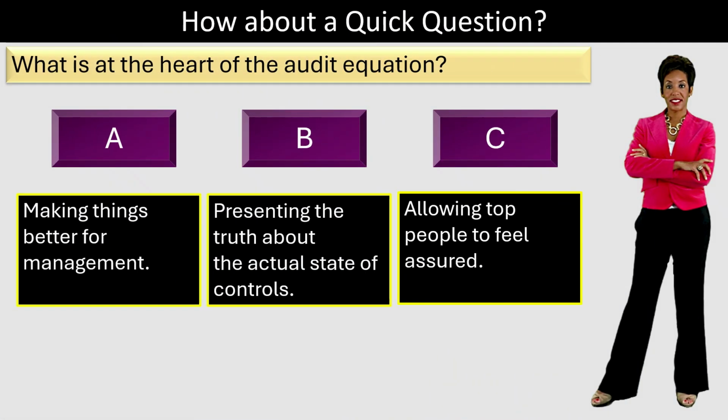We need to think about what we see as the heart of the audit concept by looking at what we've called the audit equation. But first, let me ask you a question. What do you think is at the philosophical heart of the audit concept? Choose from our three options: making things better for management, presenting the truth about the actual state of controls, allowing top people to feel assured about aspects of the business.